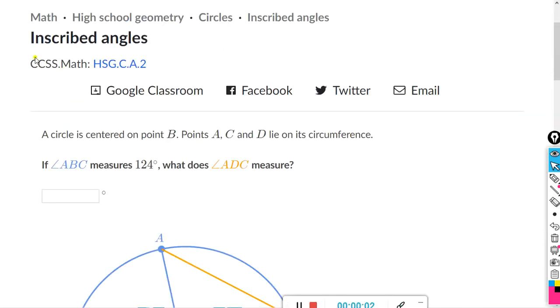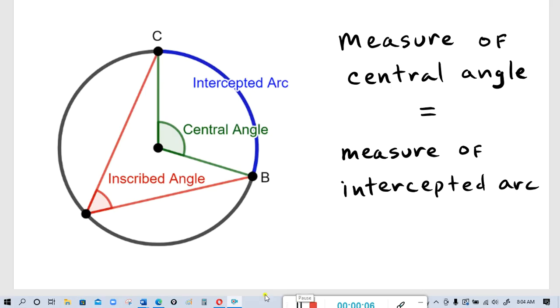This will be for the assignment, Inscribed Angles. So just some notes before we begin. Here we have an inscribed angle. That means the vertex of the angle is on the circle itself and the angle opens up inside the circle.